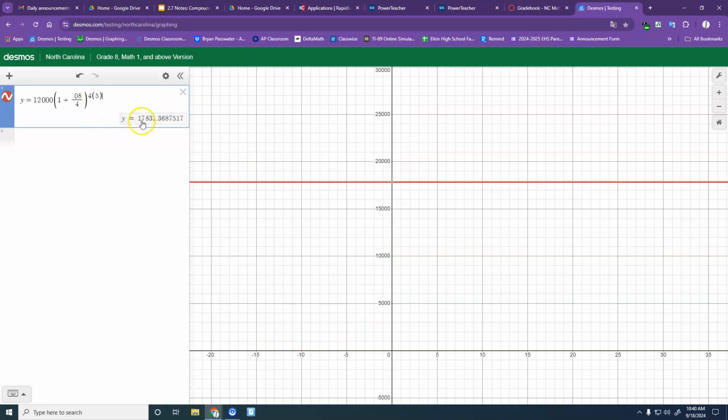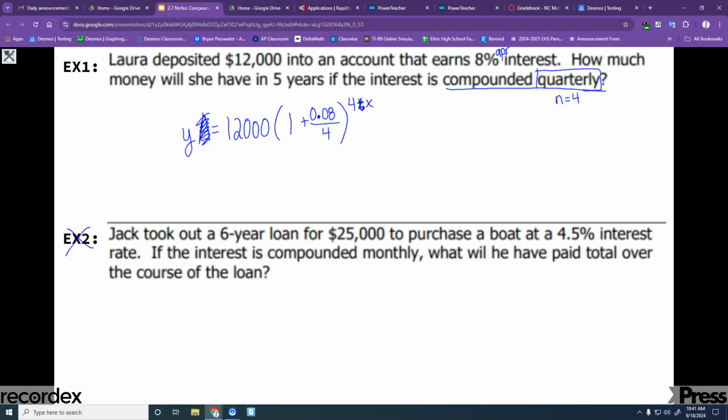And it will give you 17,831.37. So that's a very good interest rate. So in 5 years, you've made almost $6,000 without doing anything, right? With just letting your money sit there. So you won't get that in like just a regular savings account, but you could get it in like maybe a mutual fund or something like that.